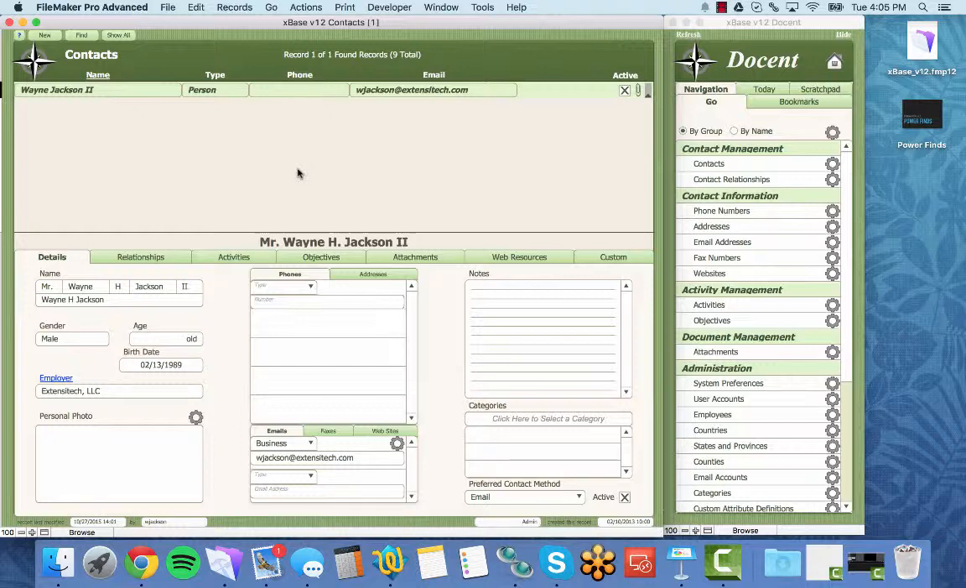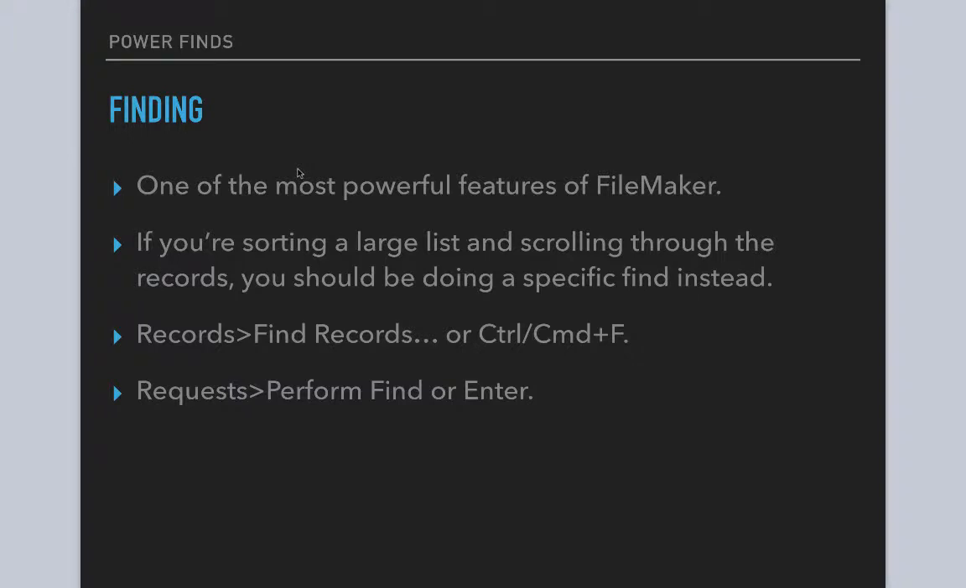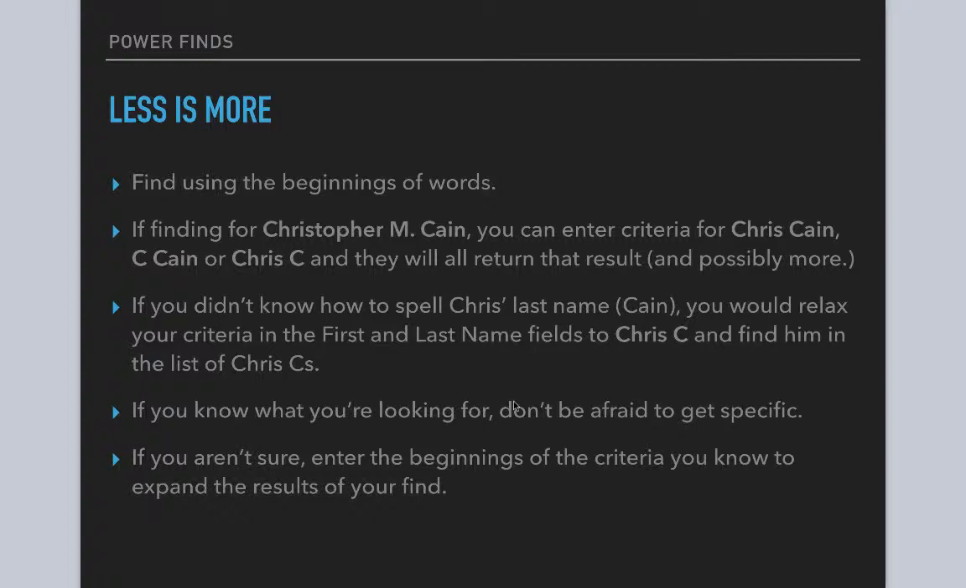Sorting through large sets of data is not very helpful, it's slow, and there are better ways that you can do it. And the more you get used to find mode, the more you realize just how advantageous it is. And don't be afraid of learning your keyboard shortcuts. Control or Command F to get into find mode, and then Enter to submit your criteria is going to be a lot faster than going through the menus.